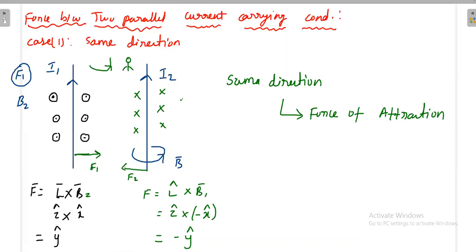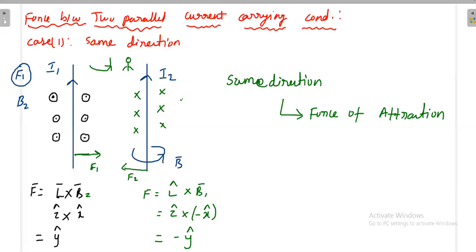There will be the force of attraction whenever the current is flowing in the same direction in the conductors. Similarly, if any one of the currents flows in the opposite direction, then definitely there will be a force of repulsion. So just try to analyze that scenario. If any one of the currents is going in the opposite way, then instead of a force of attraction, there will be a force of repulsion.